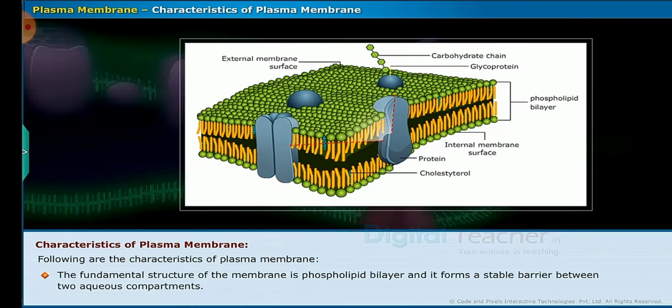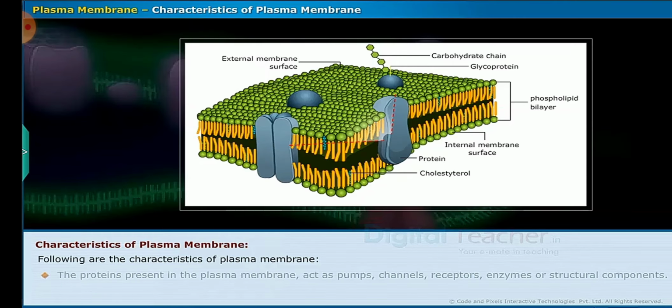The fundamental structure of the membrane is phospholipid bilayer, and it forms a stable barrier between two aqueous compartments. The proteins present in the plasma membrane act as pumps, channels, receptors, enzymes, or structural components.